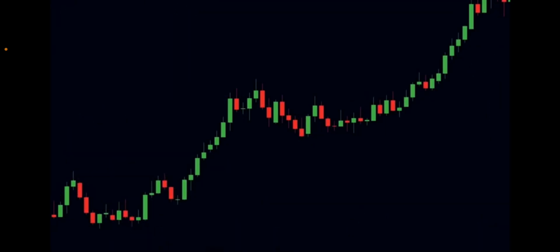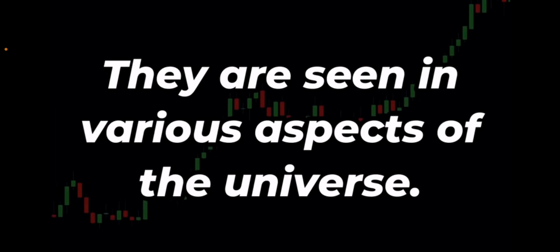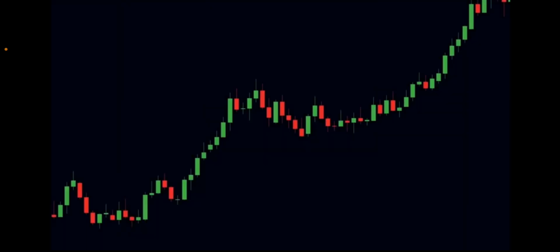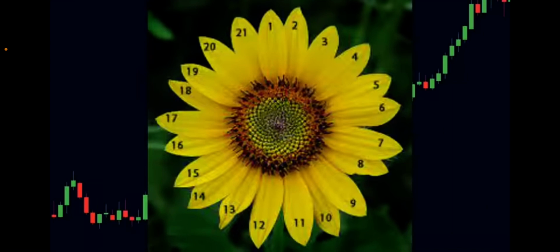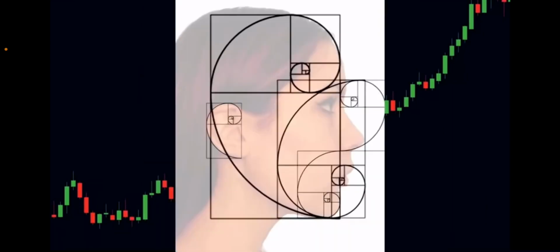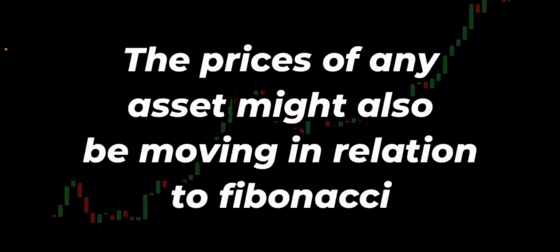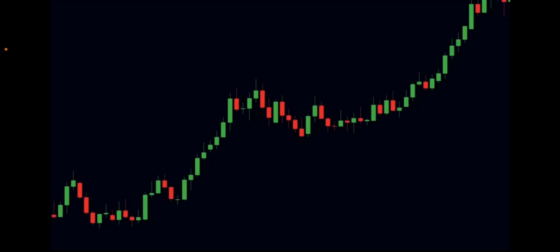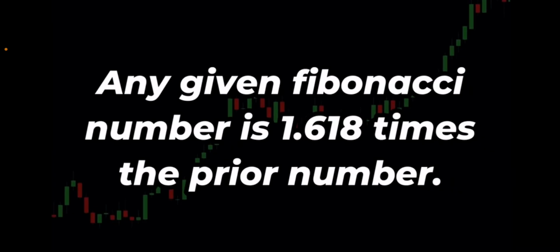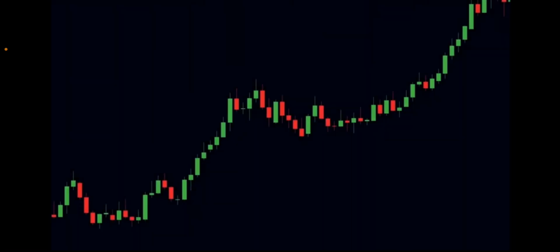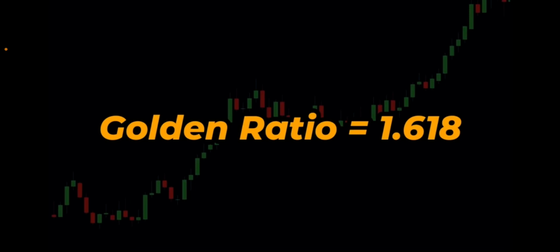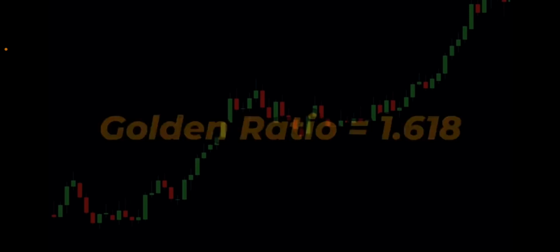The reason why these numbers are important is because they are seen in various aspects of the universe. Ancient architecture, petals on flowers, the shape of our faces and body are all in some way associated with Fibonacci. Therefore, the advocates of Fibonacci state that the prices of any assets might also be moving in relation to Fibonacci. If you calculate, you will find that any given number in the Fibonacci series is 1.618 times the previous number. Therefore, the number 1.618 is called the golden ratio.